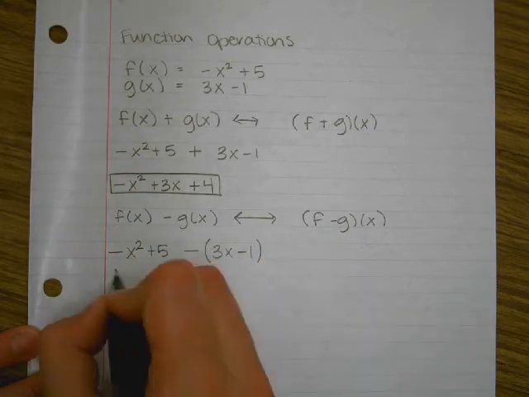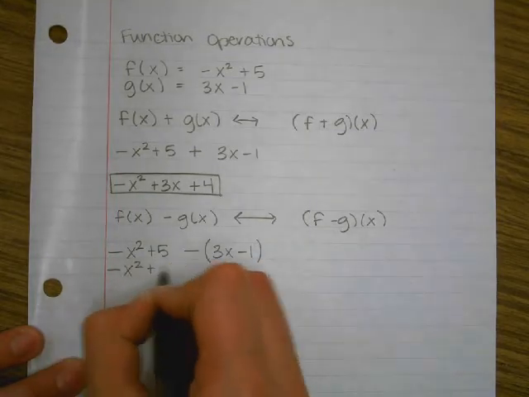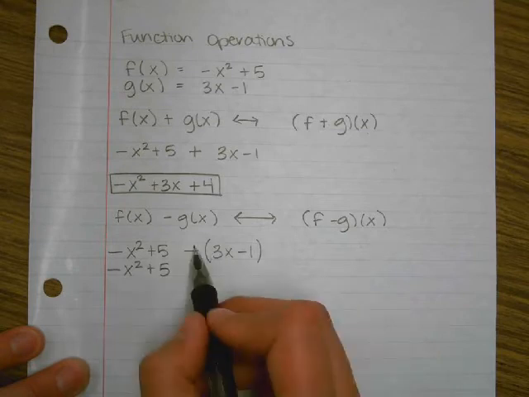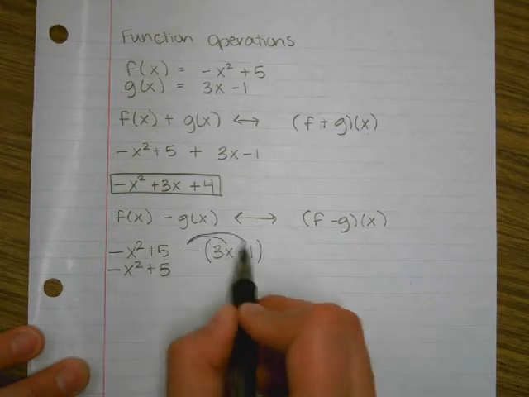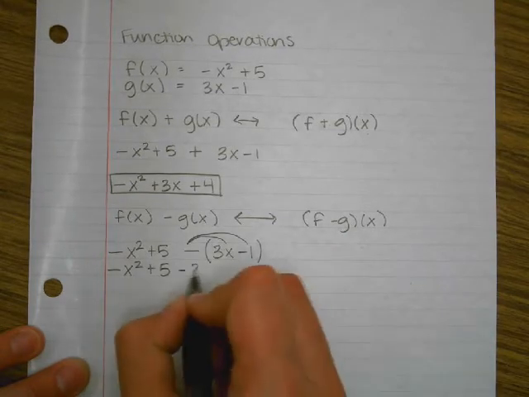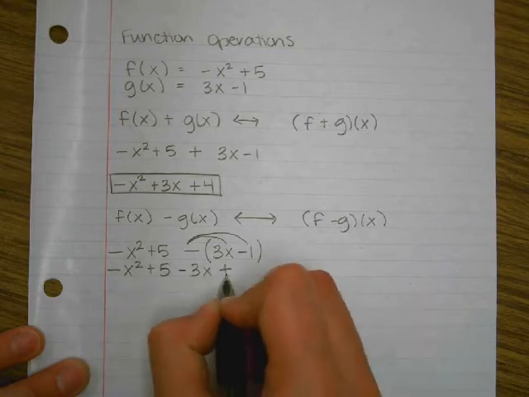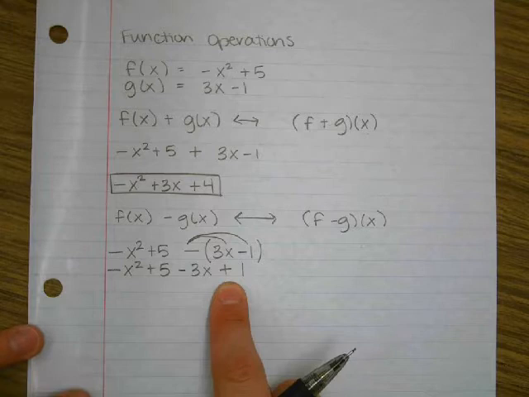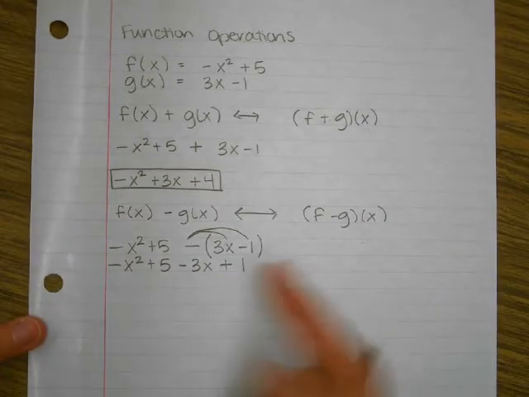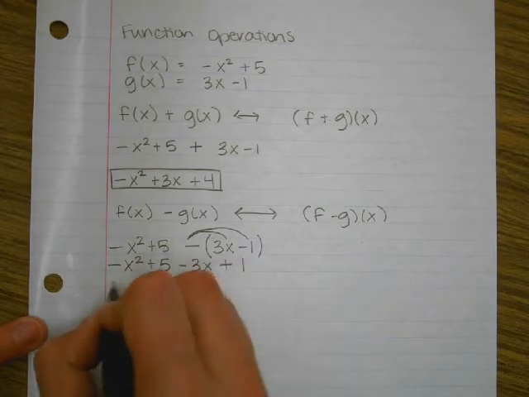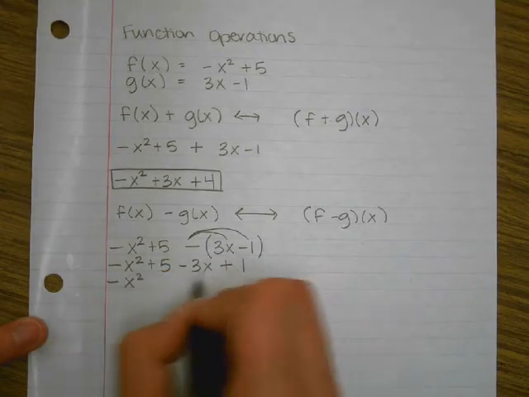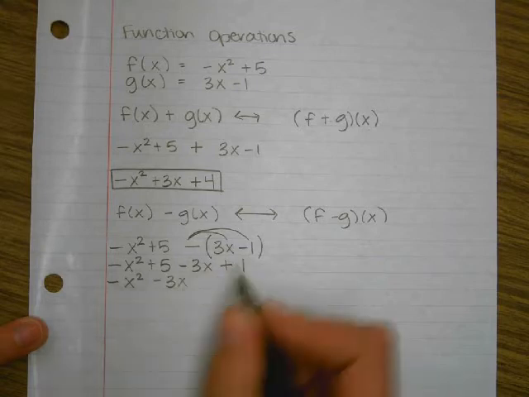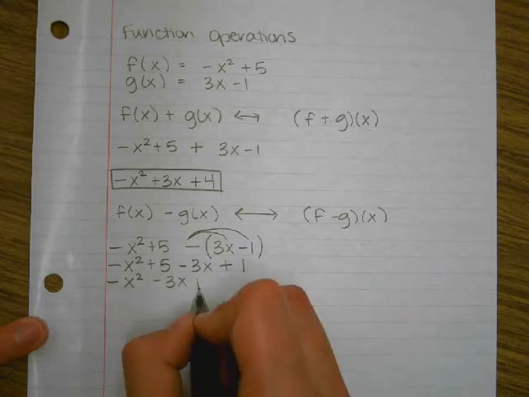So the negative x squared plus 5, that can stay, nothing's happening to that. But here I can make sure that I distribute that subtraction sign. So I'm subtracting the 3x, I'm subtracting the negative 1, which would make that a positive 1. And now this is just like the addition problem. Now I can just combine like terms. So I have the negative x squared, and then I have the negative 3x, and I have a positive 5 and a positive 1, and that makes 6.